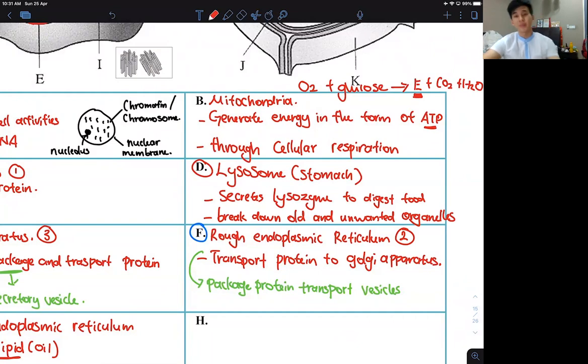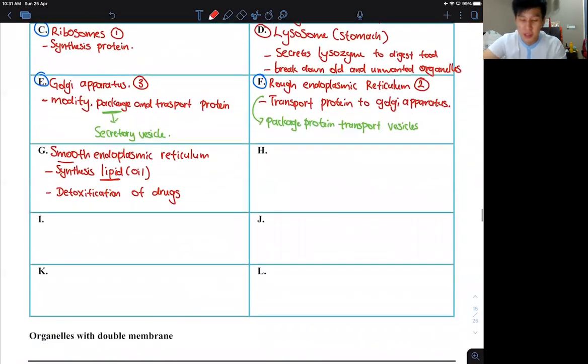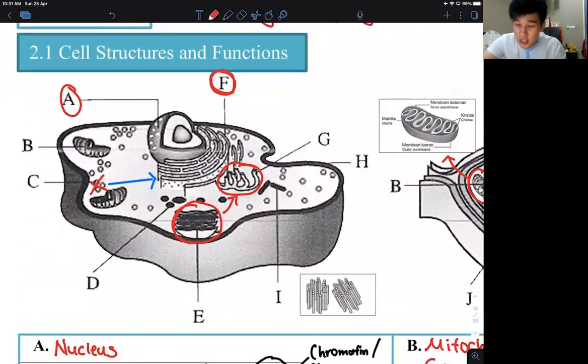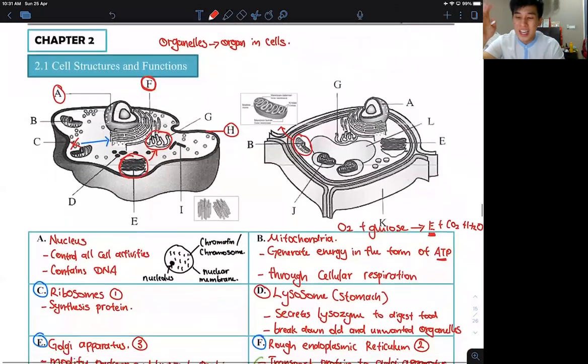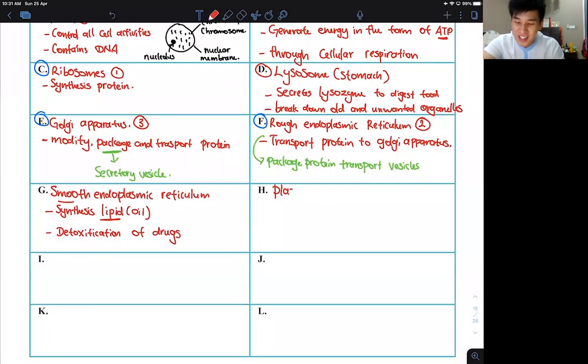Now, we have a few more, H-I-J-K-L, a little bit only. H, this one is easy. I'm pointing at the membrane of the cell. Now remember, you're in Form 4 already, don't ever write cell membrane, this word. We will say it's a plasma membrane. No more cell membrane.